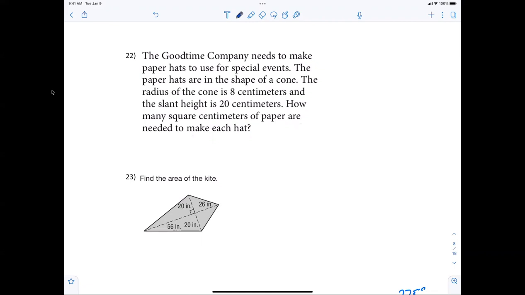I'd really prefer not to do 22. Can someone just tell me what the answer is? I'm listening. 224 pi centimeters squared. How did you do that? It's pi r squared plus pi r l, pi 64 plus pi 80 times 1. I would probably see that a little differently. Is that what everybody got?